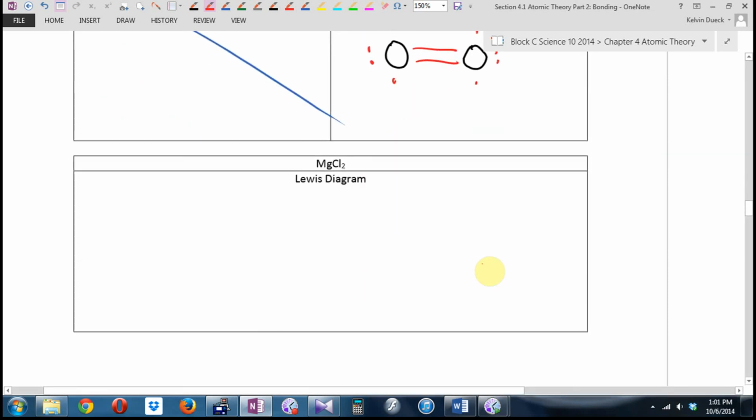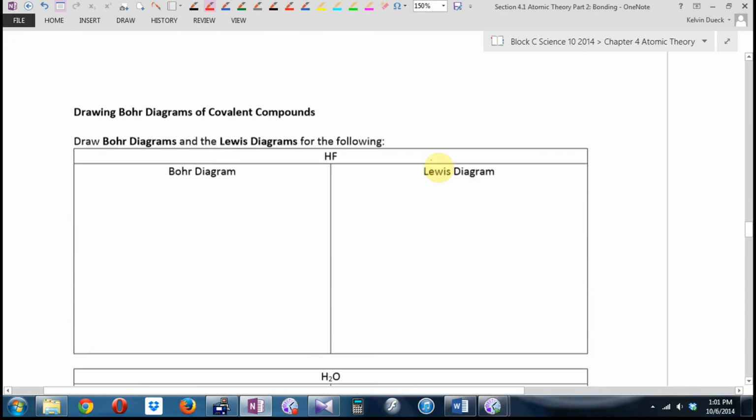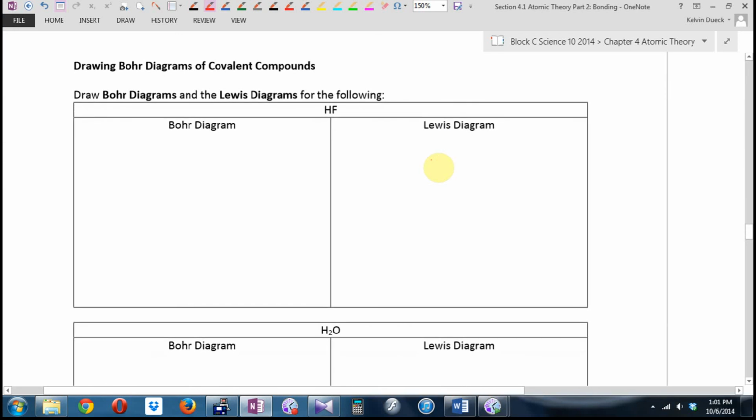Next one. What kind of bond is this? Ionic or covalent? I'm just going to write down ionic, and I'm going to skip it. I'm going to gamble that you've got the hang of doing the ionic ones, and if not, you'll get the hang in practice. I said draw Bohr diagrams of the following, covalent or Lewis. You know what? I'm not going to draw a Bohr, and we already did water.